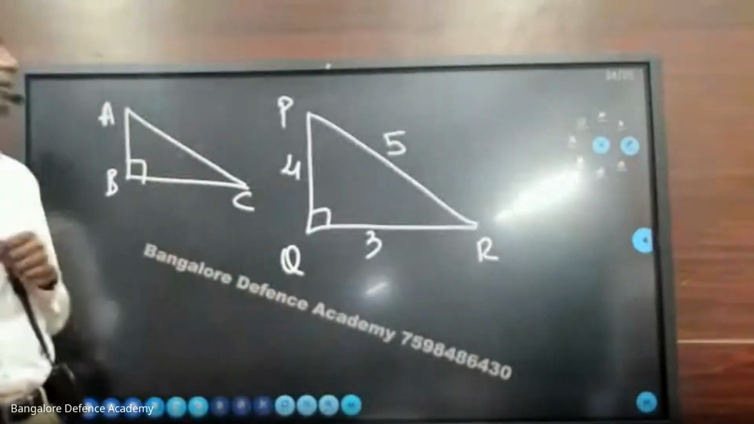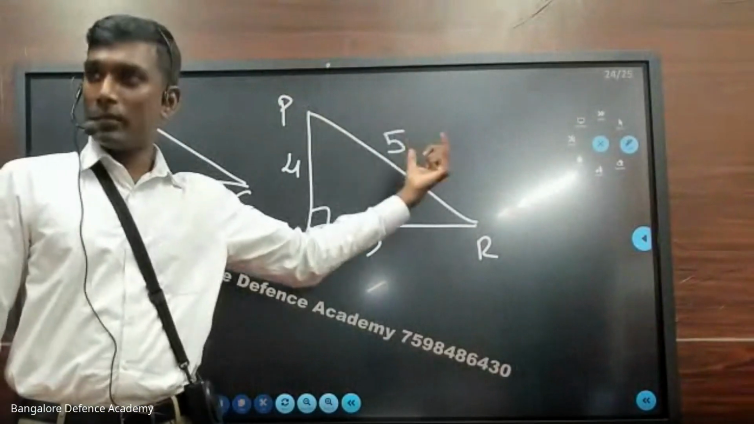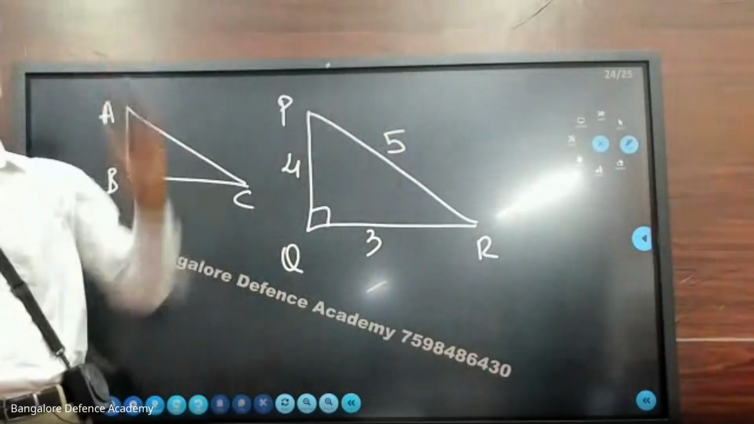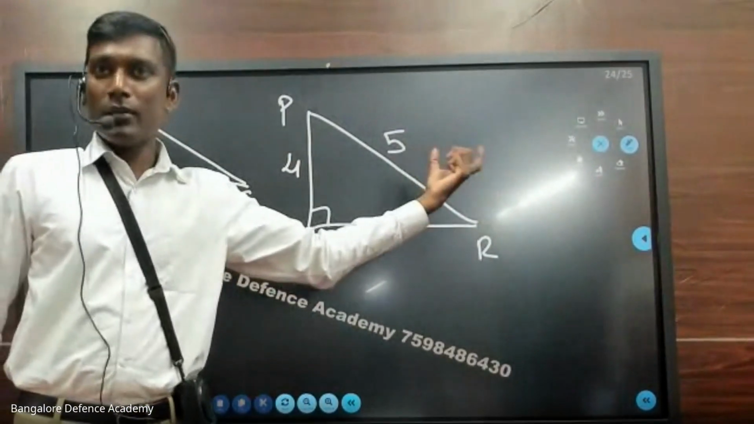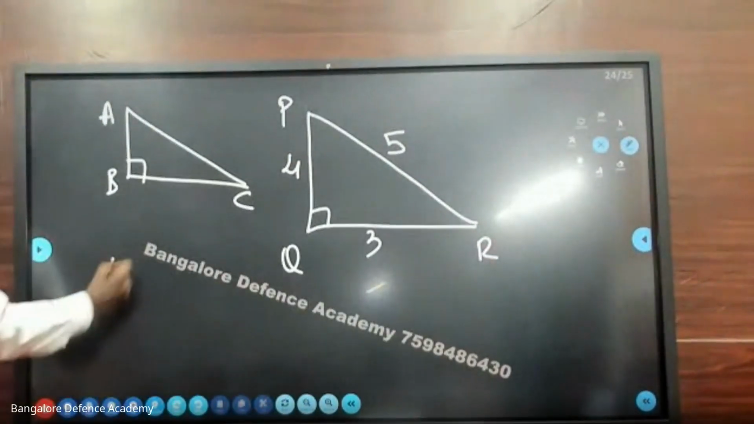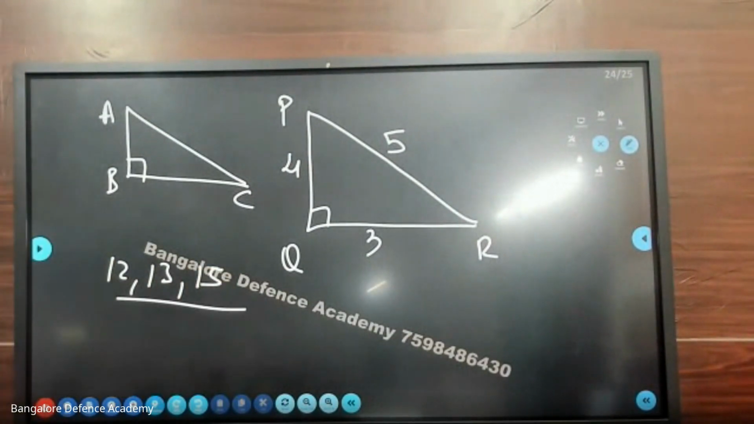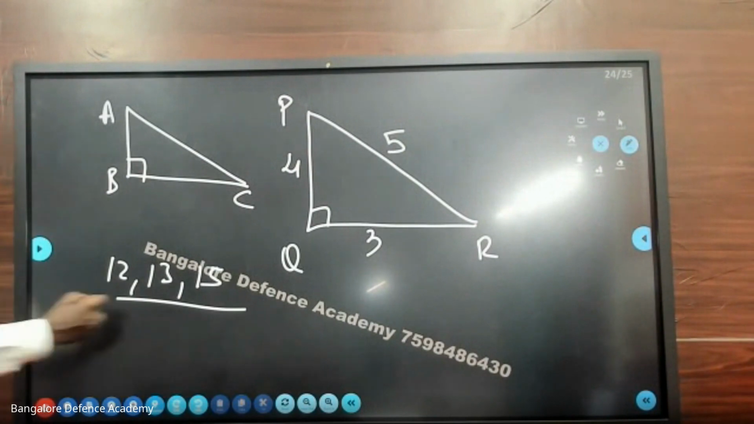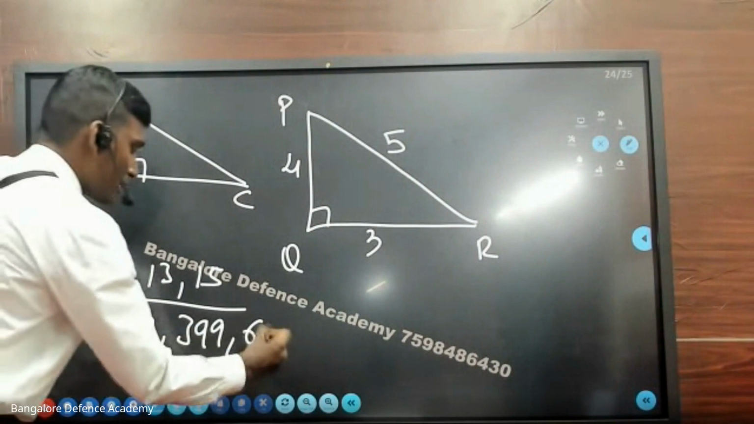Third property, look at this. The largest side, 5, will always be hypotenuse. इसमें सबसे बड़ा क्या है? हाइपोटेन्यूज क्या है? 5. अभी मैंने आपको नंबर दिया 12, 13, 15. बताओ इसमें हाइपोटेन्यूज क्या है? समझ में आ रहा है? लॉजिक ओके. मैंने अभी से दिया 299, 399, 698.